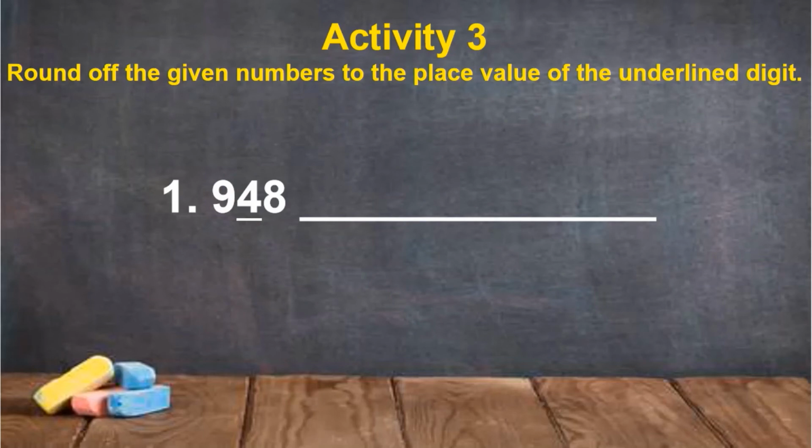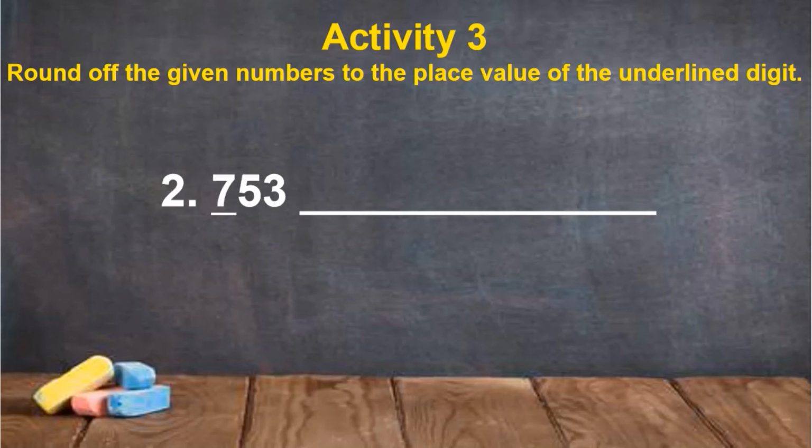Activity 3. Round off the given numbers to the place value of the underlined digit. Number 1. 948. The underlined digit is 4. The place value of 4 in 948 is tens. Round off 948 to the nearest tens. The correct answer is 950. Number 2. 753. The underlined digit is 7. The place value of 7 in 753 is hundreds. Round off 753 to the nearest hundreds. The correct answer is 800.